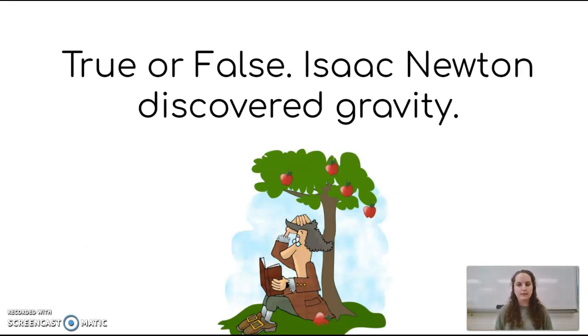True or false, Isaac Newton discovered gravity. This is false. He discovered the ideas of gravity, but he didn't have a name for it, and he didn't have the gravitational attraction constant, and by that I mean the universal constant for gravitation.